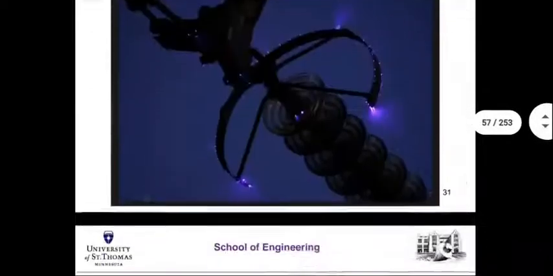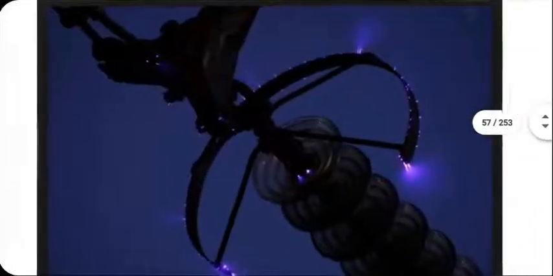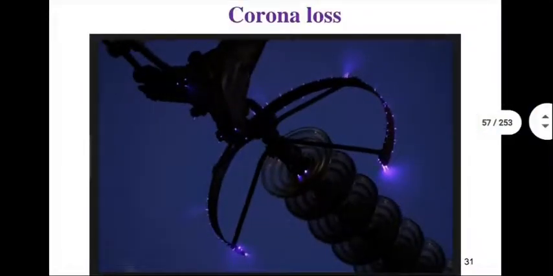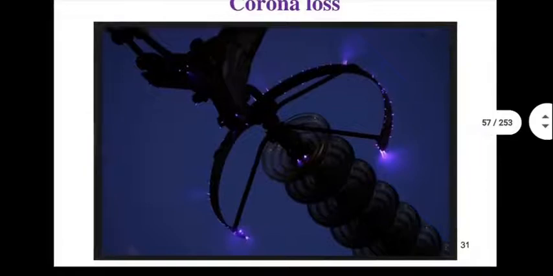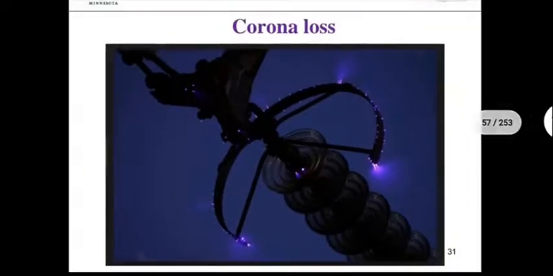Corona loss. You see a shining light between conductors. This is discharge happening because of the potential difference between conductors. Air gap breaks down. That is known as corona loss. It's a site worth having a look at someday.